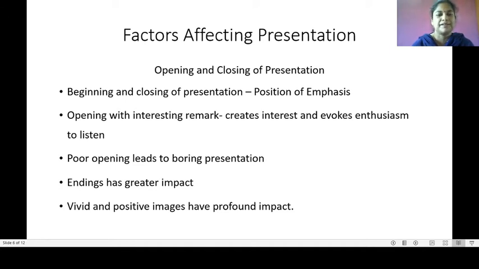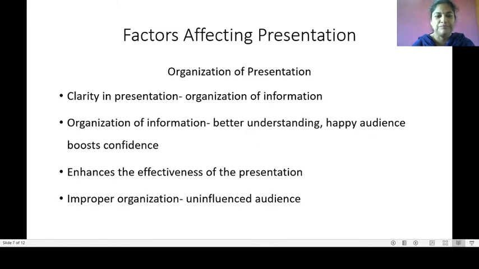So opening and closing of a presentation have to be given importance. Always plan the opening and closing line and picture. This creates a greater impact on the audience, because the ending is what they would listen to at the end, and that would remain for a longer period. So if you end a presentation with a good picture or good remark, it would definitely make your presentation an effective one.